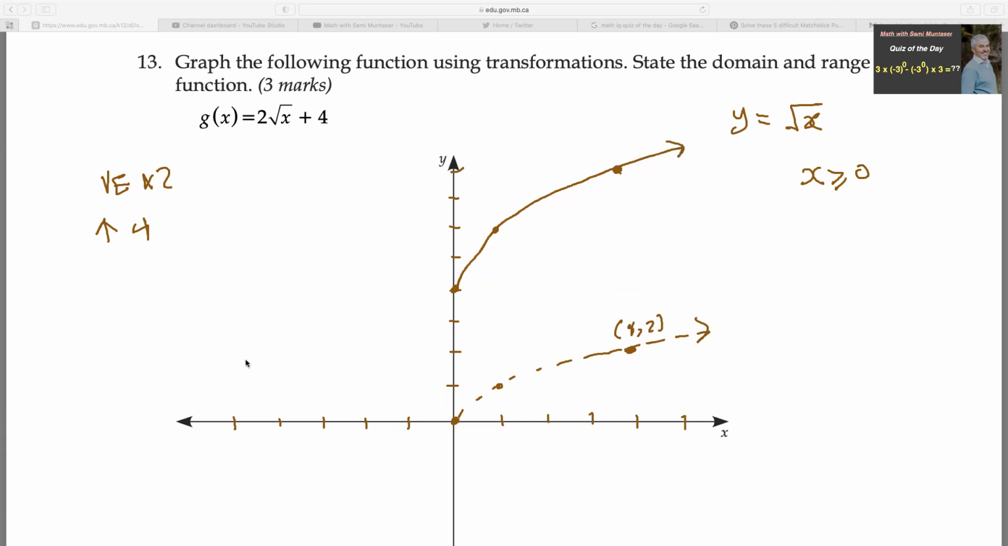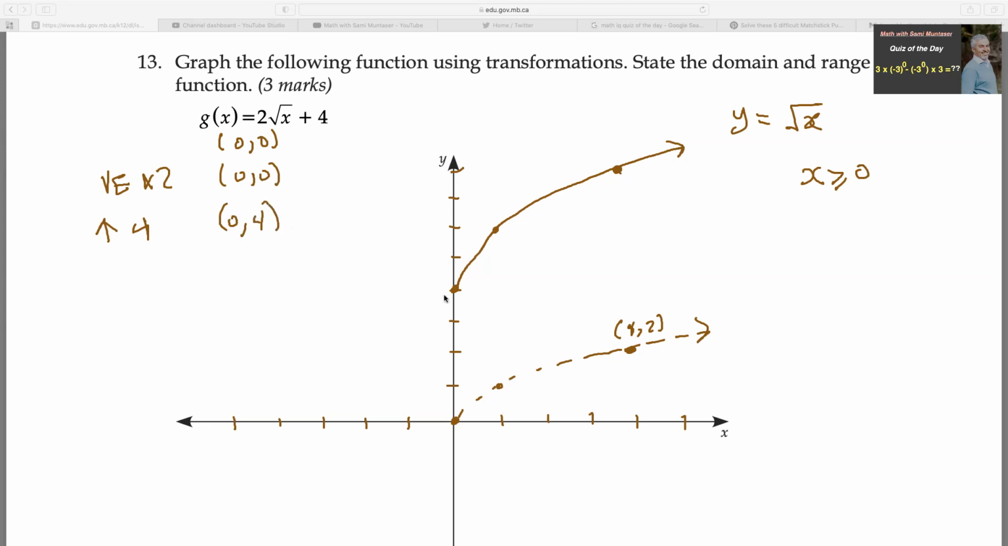So this is the transformation of y equals root x to g of x equals 2 root x plus 4. If you want to show the points, you know how I have 0 and 0 as my first point right here. So vertical expansion by 2 just stays 0 and 0, and then up 4 it becomes 0 and 4.